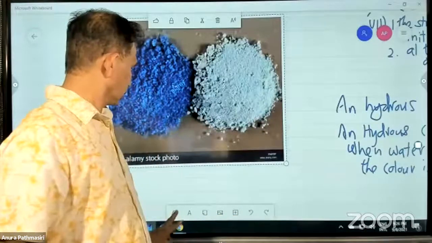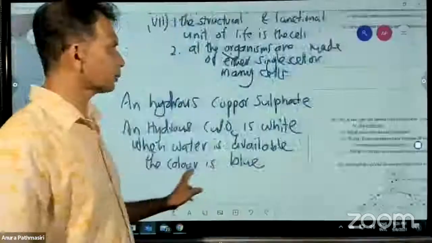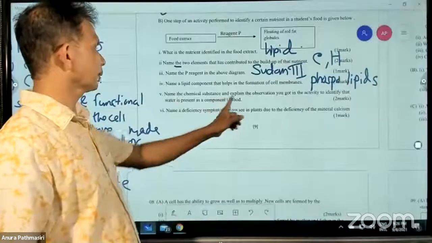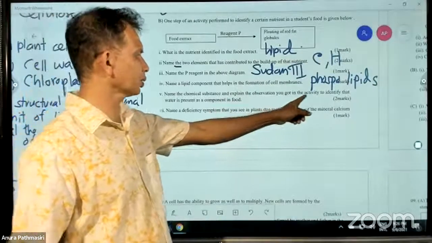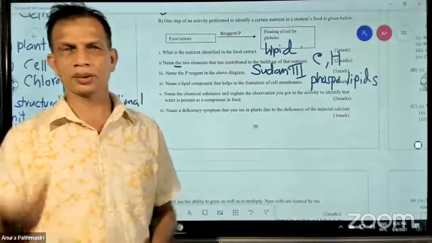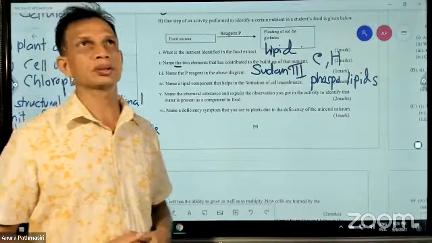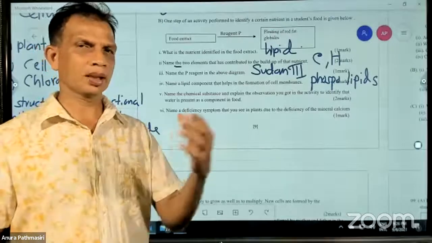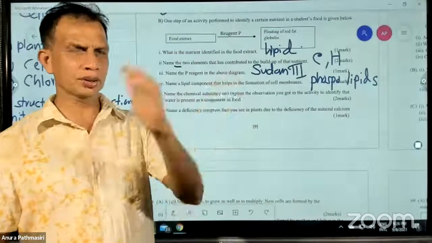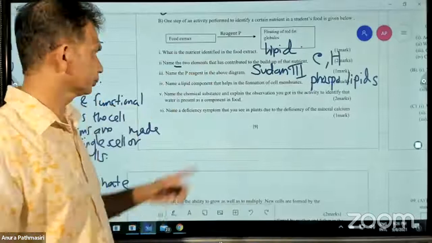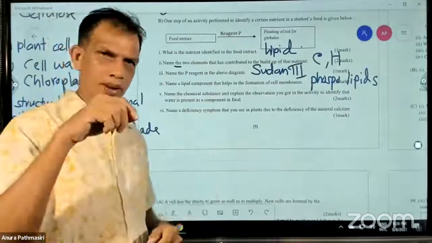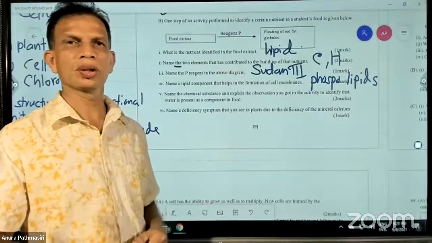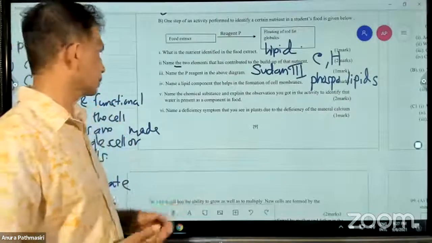Then the next point, according to our question: name the chemical substance and explain the observation you got. Write the observation: anhydrous white color turns into blue color. The whitish powder changes its color into blue.